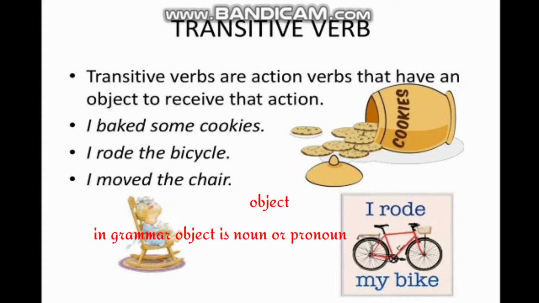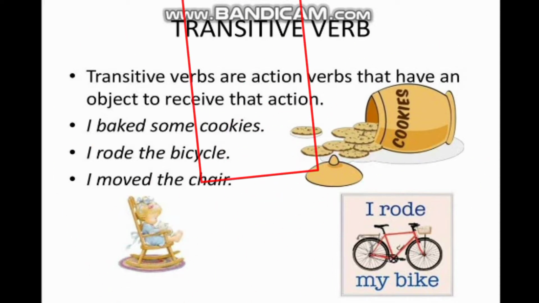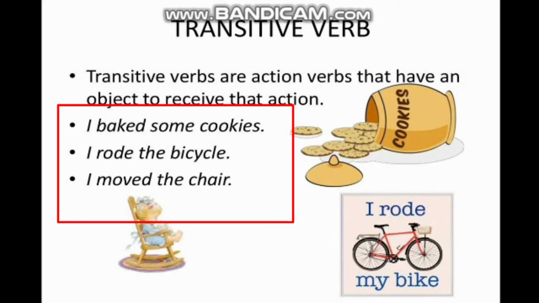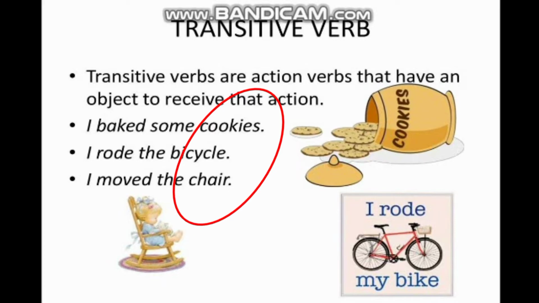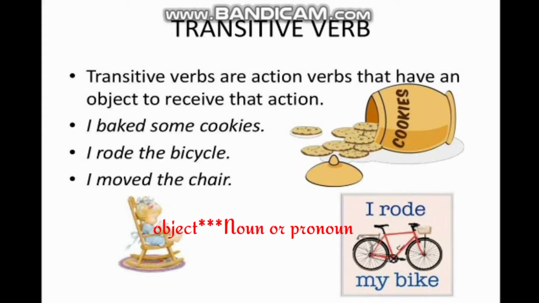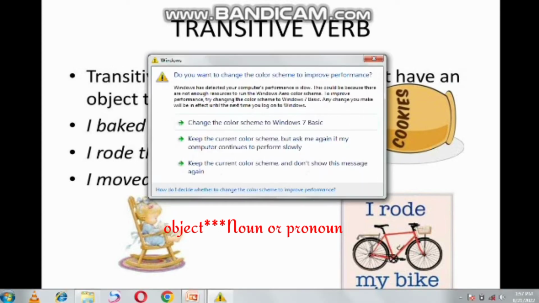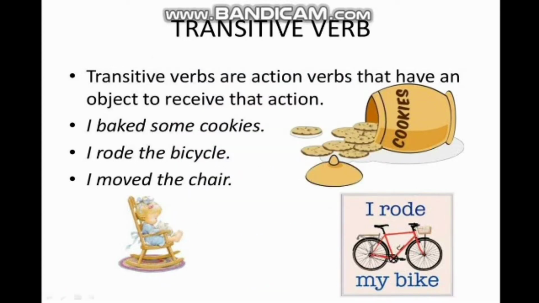In grammar, an object is a noun or pronoun that receives the action. For example, I baked some cookies. I rode the bicycle. I moved the chair. So here we have an object, and an object is a noun or pronoun. Here cookies, bicycle and chair are nouns, and these are also called objects.